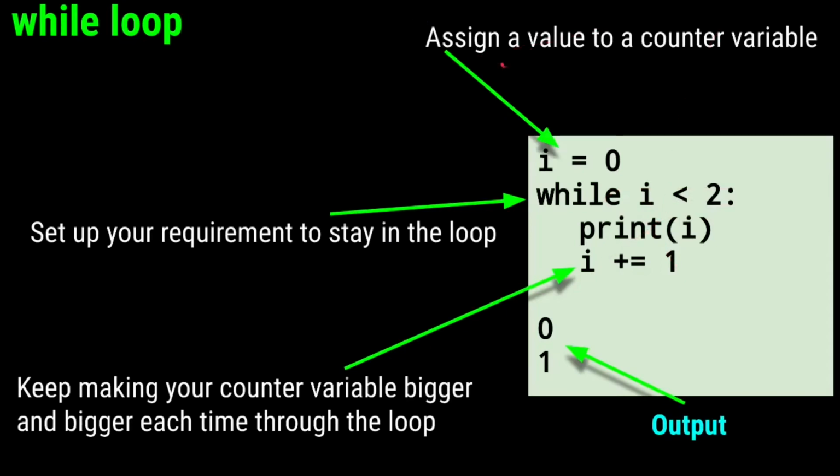This is just, again, what I just said. The first thing we do is we assign a value to this I. I'm going to call this the counter variable because it's counting how many times we go through this. We set up our requirement to stay in the loop, so while I is less than 2. And then we keep making the variable counter bigger. Otherwise, we're going to run into an infinite loop. And then we print it, and this would be the output that you see. So let's go ahead and get started with our Python notebook, and we'll try it out.